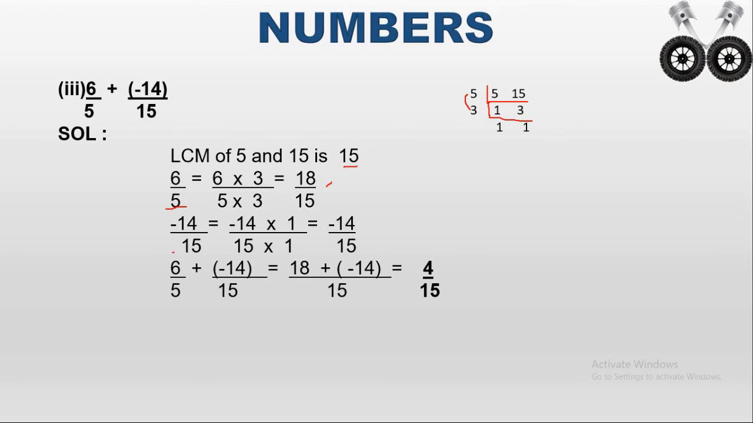Then second, the rational number is minus 14 divided by 15. Here the denominator is already 15. So I am going to multiply numerator and denominator by 1. So minus 14 by 15.